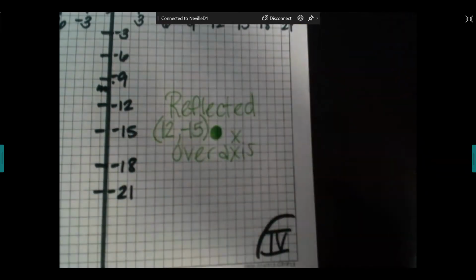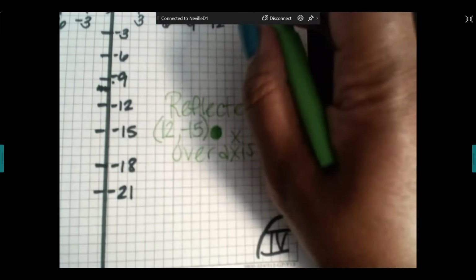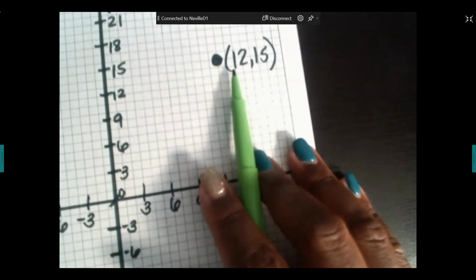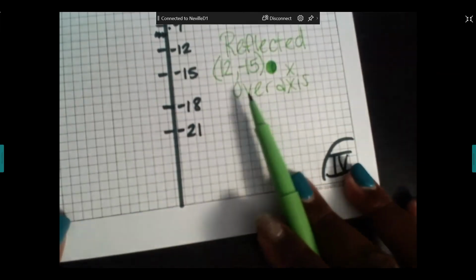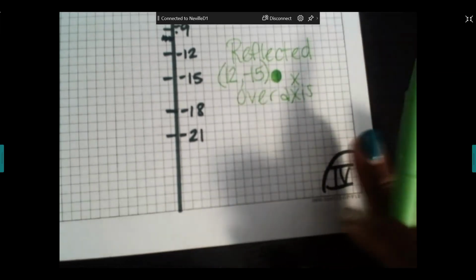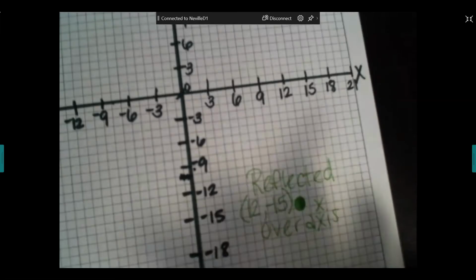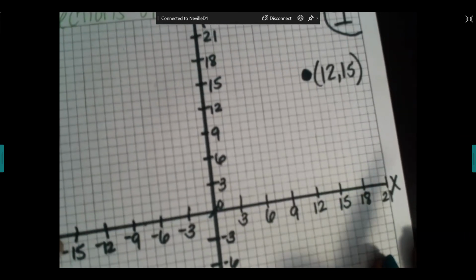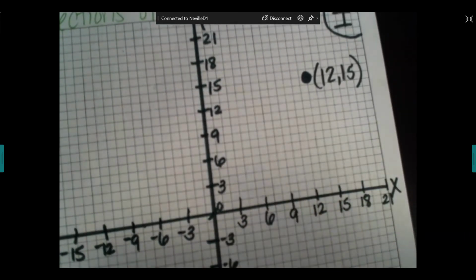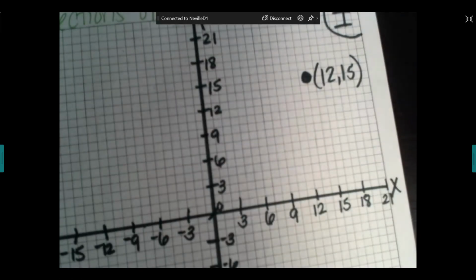12, negative 15. So do you notice something here? When I flip over the x-axis, does the x coordinate change? No. Which one changes? The y. And it changes to the opposite. Very good. Now, we're going to flip over our y-axis. Once again, pay very close attention to what we do here.